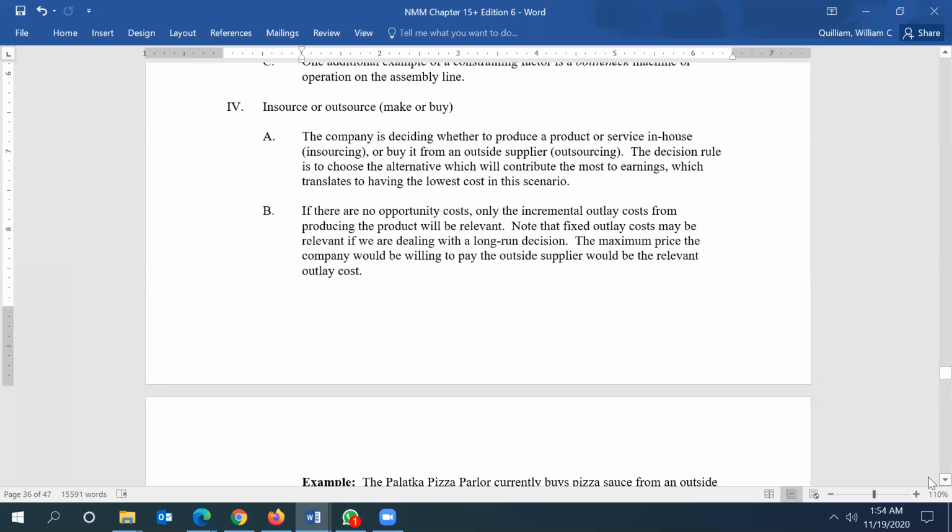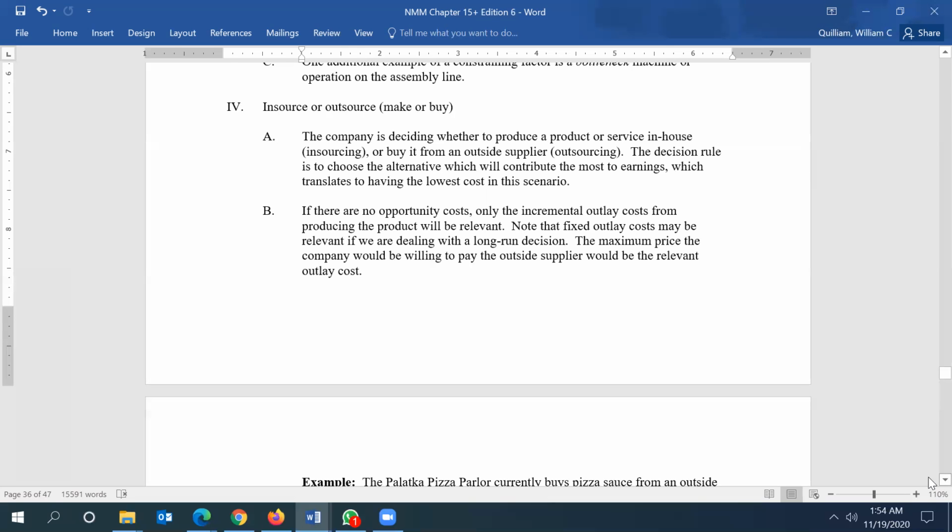Well, as we look here, we're going to, again, decide whether we're going to produce a product or service in-house, if we're going to insource it, or buy it from an outside supplier, which is to outsource it. And the decision rule, again, is going to be to choose the alternative which contributes the most to earnings. And that, in this case, is going to translate to having the lowest cost.